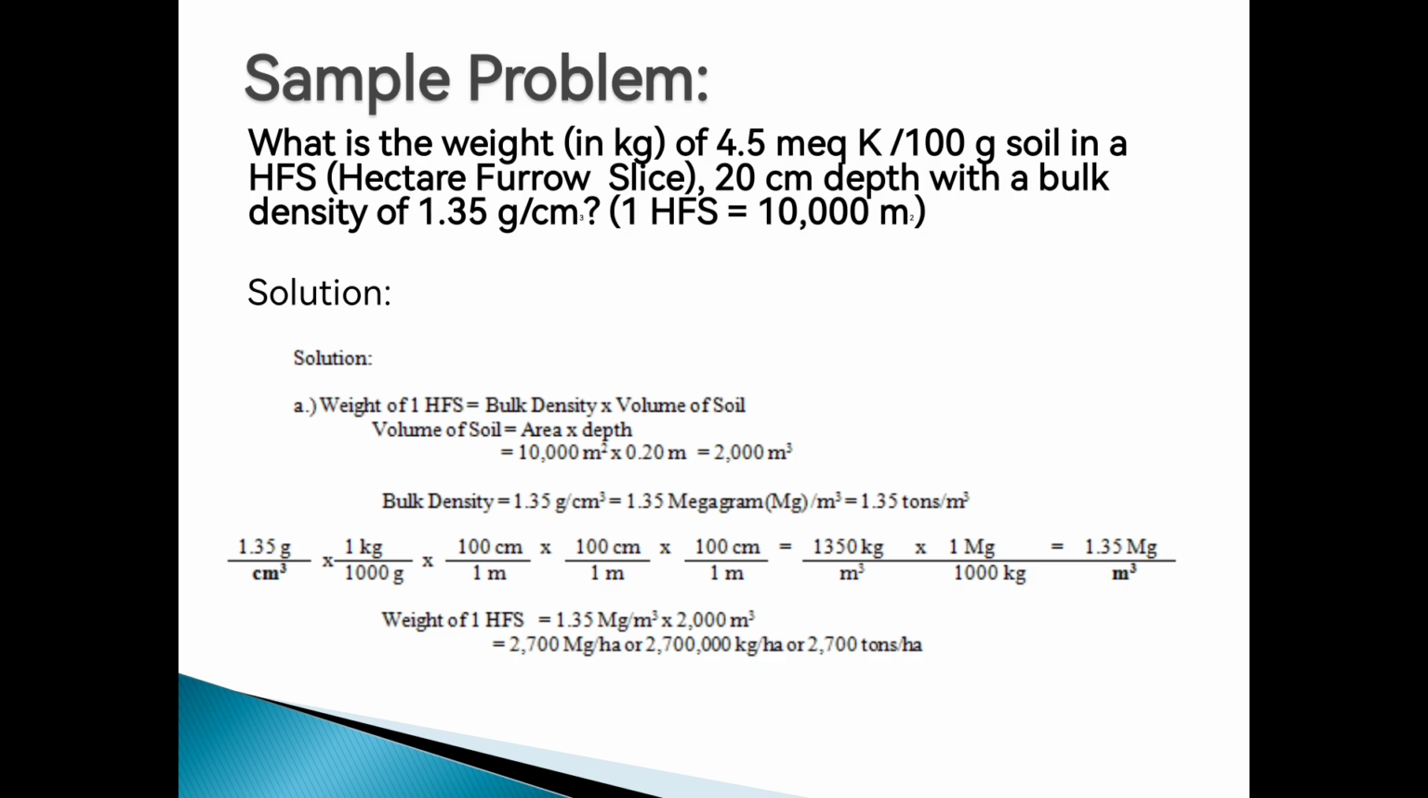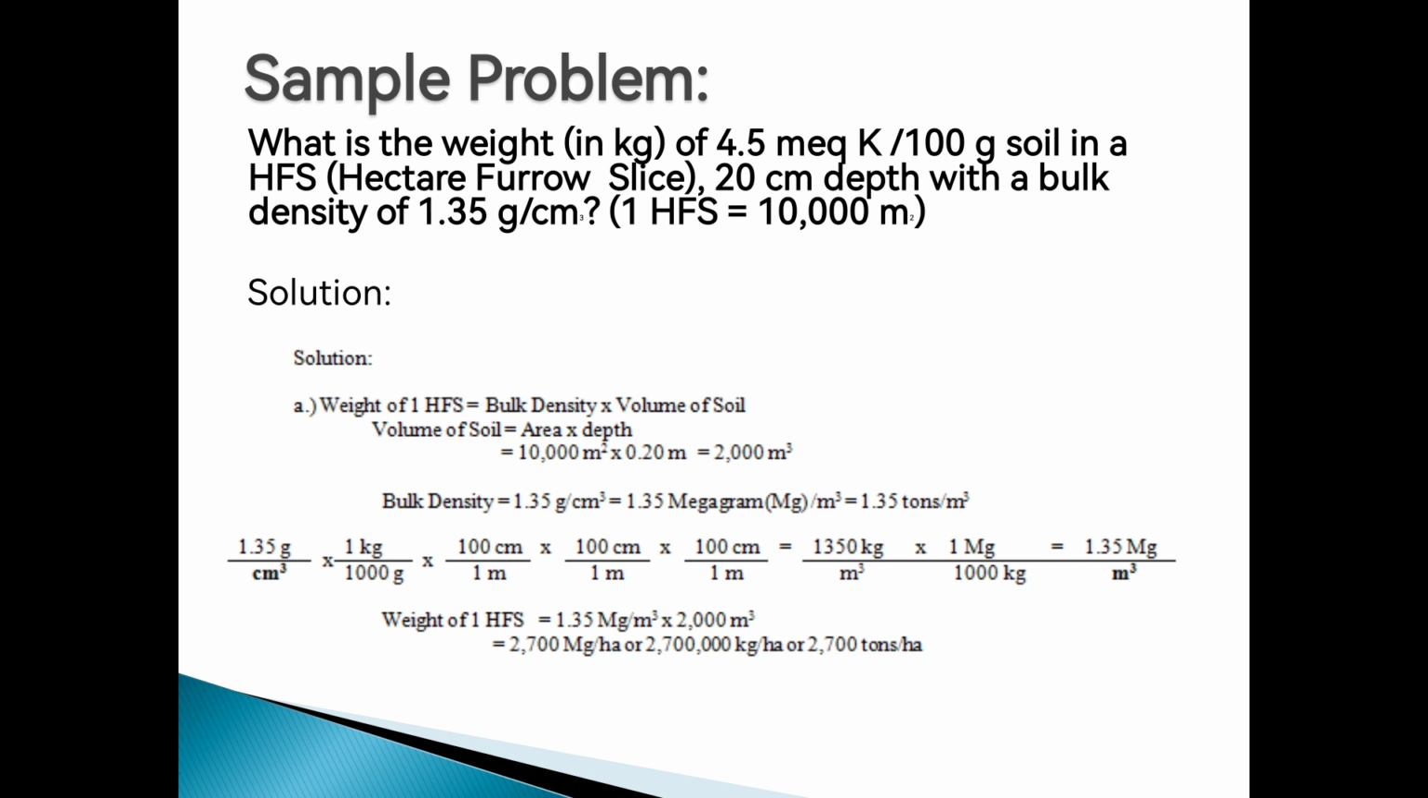Then we have another problem here. What is the weight of 4.5 milliequivalent potassium in 100 gram soil in a 1 hectare with 20 centimeter depth with a bulk density of 1.35 gram per cubic centimeter? Note that the 1 hectare is equal to 10,000 square meter.